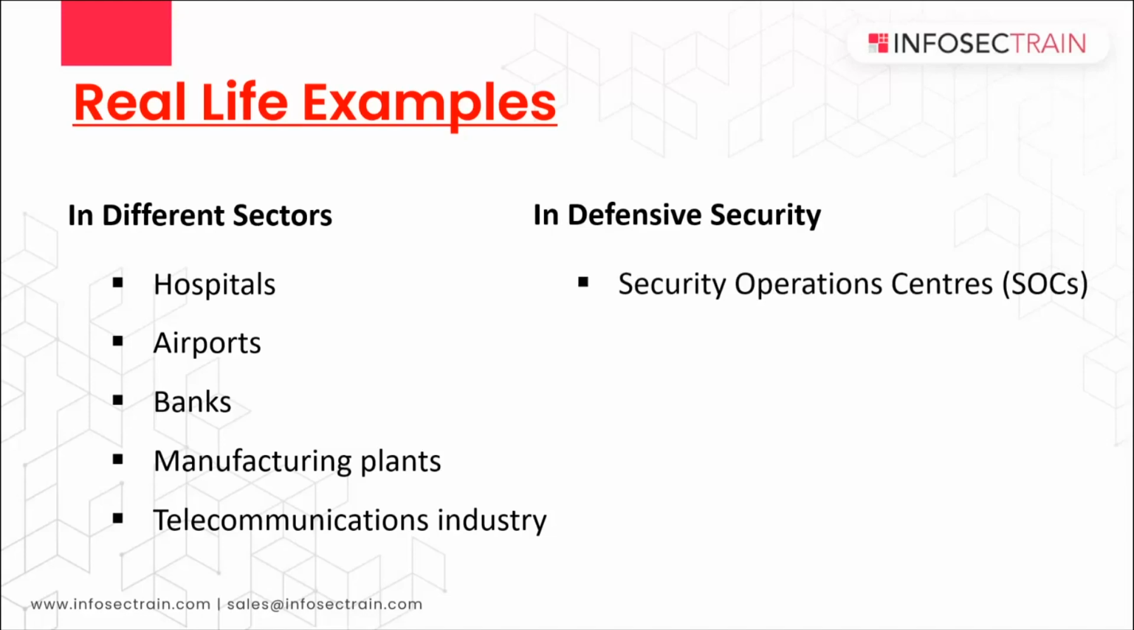Basically, SOCs require uninterrupted power supply to operate their security systems such as security cameras, access control systems, and security appliances. Yes, NOCs as well. So they often use backup generators or battery backups to ensure that power is always available even during power outages or disruptions. Okay, then next is data centers.